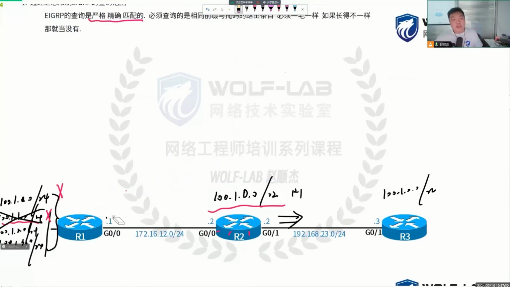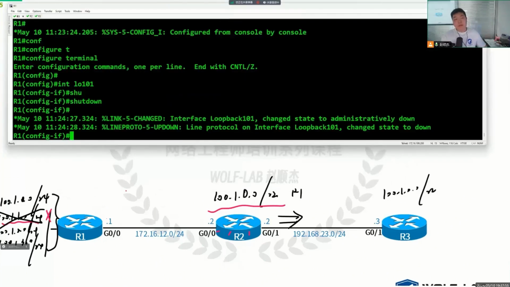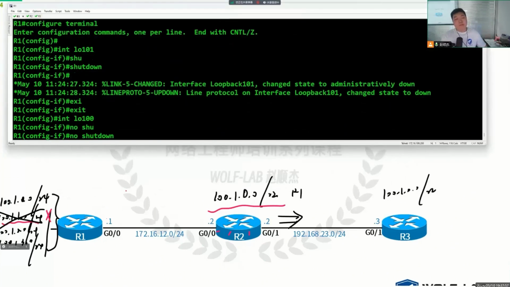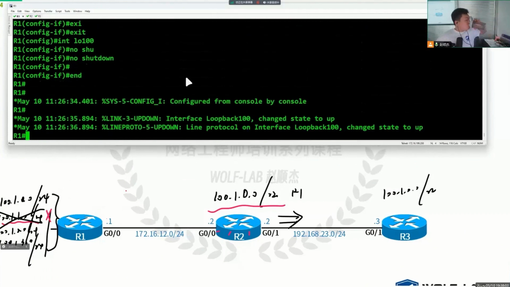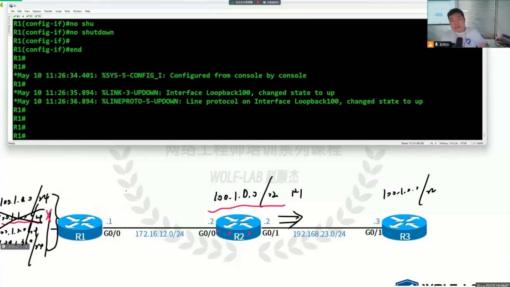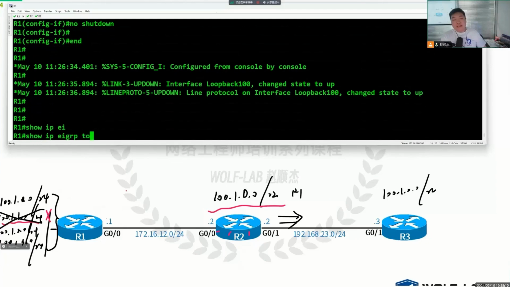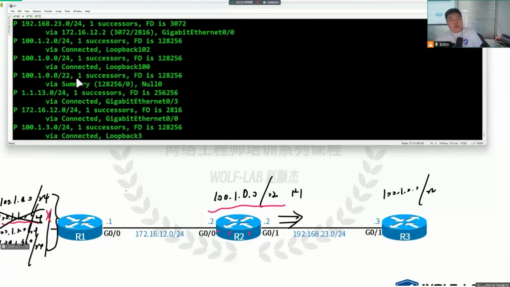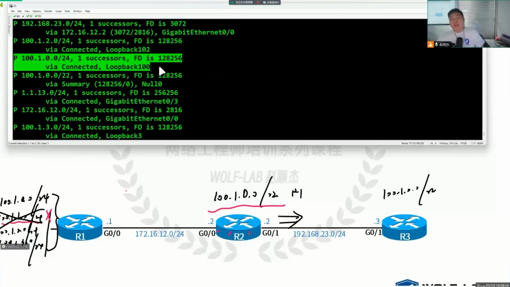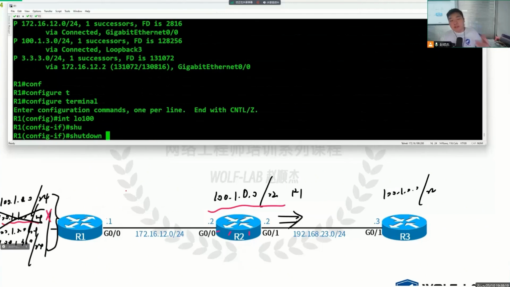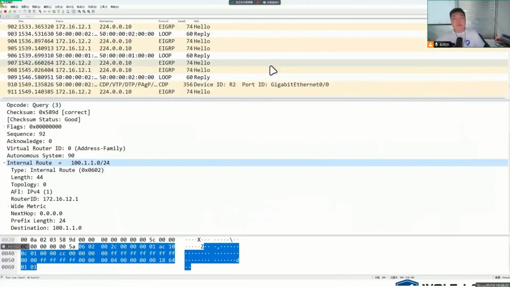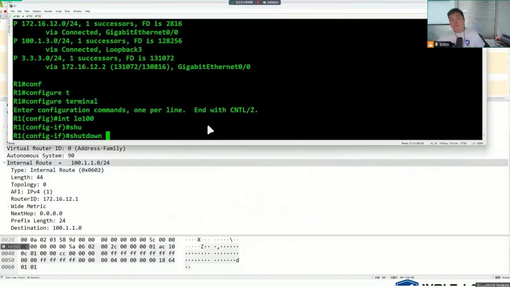For instance, let's do this experiment. Now, I'll restore our R1's loopback 100. Interface loopback 100, no shutdown, restoring our loopback 100 corresponding direct route. Then at R1, show ip eigrp topology, the database now has 100.1.0.0/24 detailed route. Doing this, if we say loopback 100 falls off, we lose this database entry of detailed route, 100.1.0.0. Send a query message.